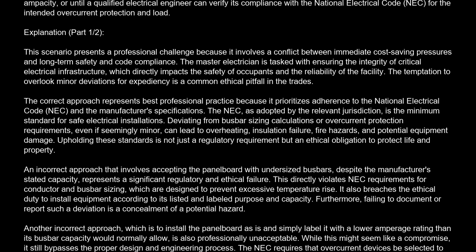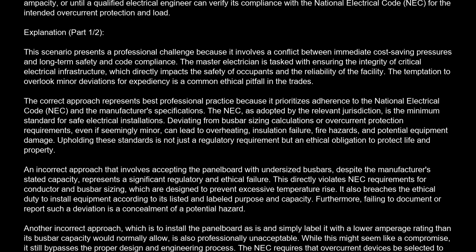An incorrect approach that involves accepting the panel board with undersized busbars, despite the manufacturer's stated capacity, represents a significant regulatory and ethical failure. This directly violates NEC requirements for conductor and busbar sizing, which are designed to prevent excessive temperature rise. It also breaches the ethical duty to install equipment according to its listed and labeled purpose and capacity. Furthermore, failing to document or report such a deviation is a concealment of a potential hazard.